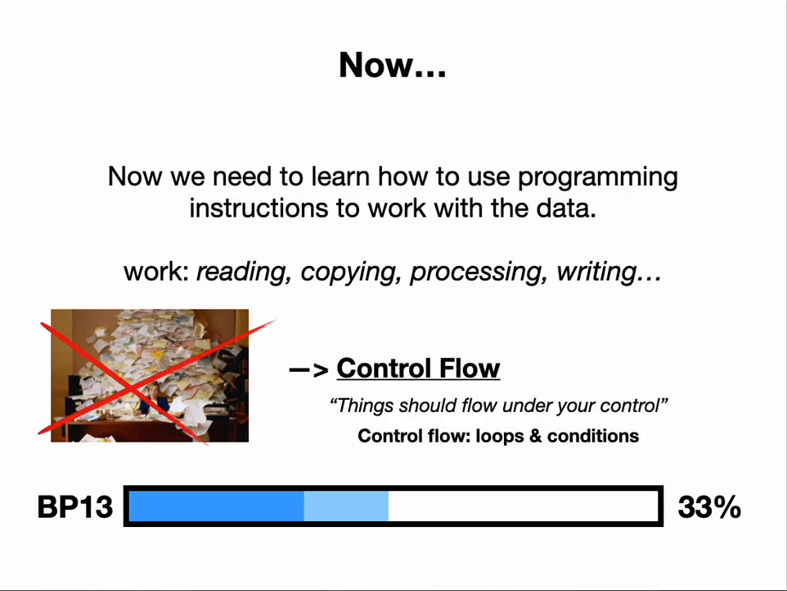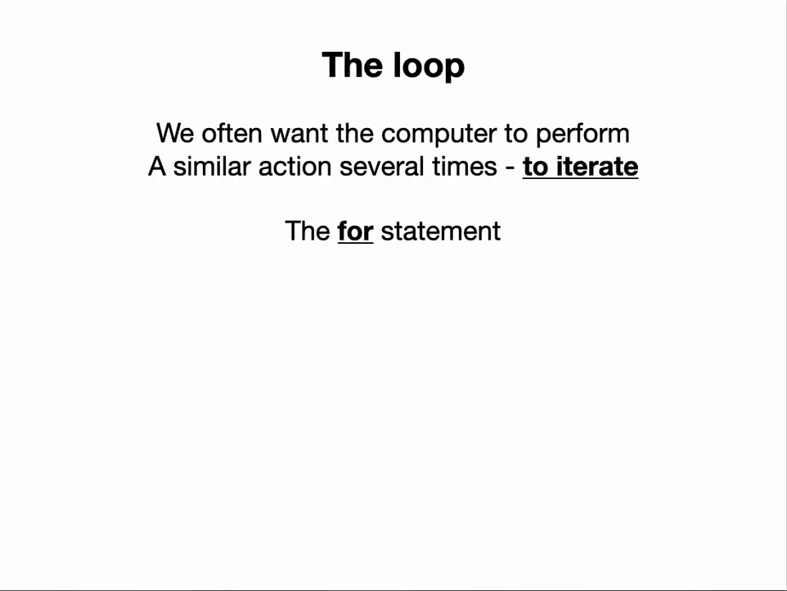So control flow is what will allow you to avoid this kind of situation. Basically, you want things to flow under your control. And for this, you need to learn about loops and conditions. So let's start with the loop, and we will first discuss the for statement.